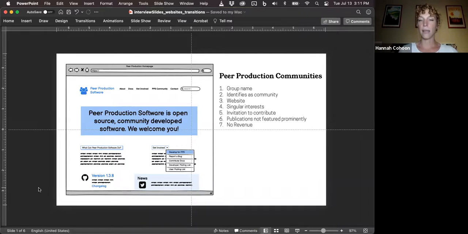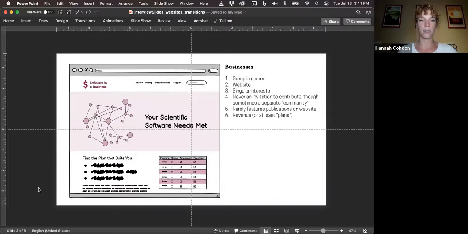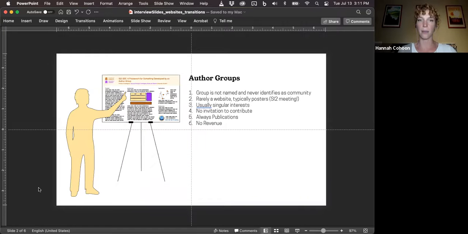Other types of organizations that we saw varied widely. So some were not long-term organizations. They were more transient, and my slides are moving slowly, but if it goes back up to an author group, this is a short-term collaboration among researchers. So they don't have a name, they don't identify as a community, they don't have a website, and we can only really learn about them through papers and posters. Usually they're interested in a single thing. They won't extend an invitation to join their non-existent organization, and they don't have a revenue stream.